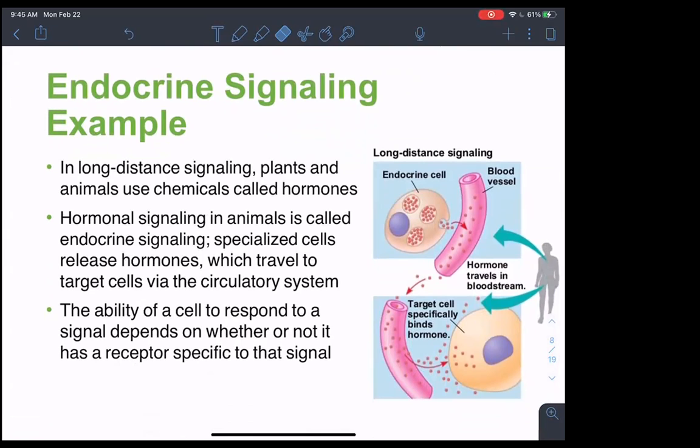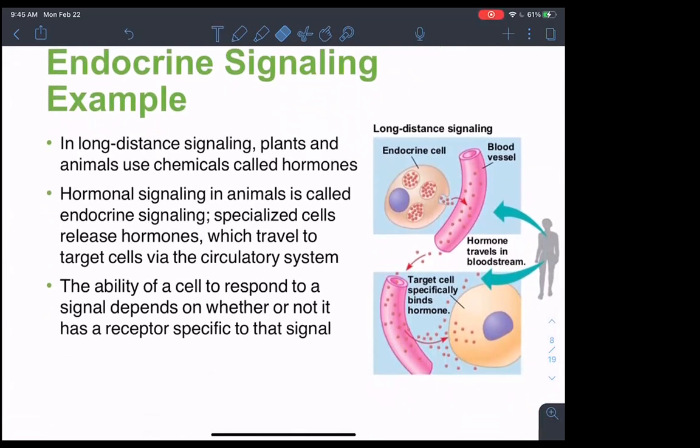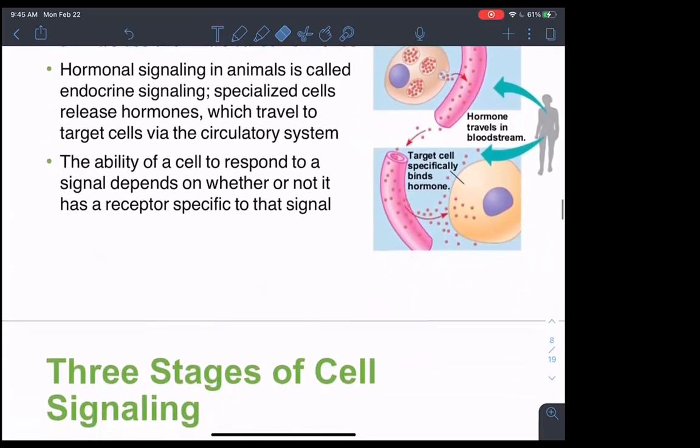Here's endocrine signal example. Long distance signaling. Plants and animals use chemicals called hormones, and hormonal signaling in animals is called endocrine signaling. And this is specialized cells releasing hormones that then travel to target cells via the circulatory system or in the bloodstream. The ability of a cell to respond to a signal depends on whether or not it has a receptor that's specific to that signal. So most often target cells are going to need a receptor to be able to grab on to that signal that's coming into it for it to elicit a response.